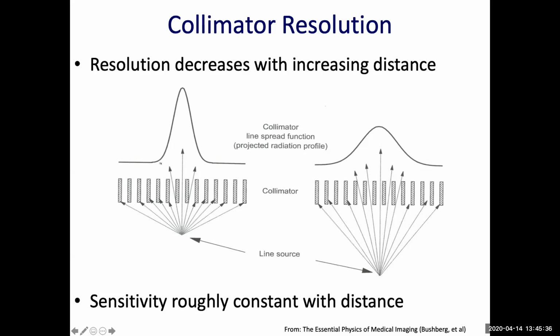Regarding the sensitivity, the same number of counts under the curve will be achieved in both cases. So the distance from the collimator does not affect the sensitivity, but it affects the resolution. So if you need better resolution, you need to keep the source as close as possible to the collimator. That's why in nuclear medicine, when we image the patient, we keep the collimator very close to the patient to get the best resolution.